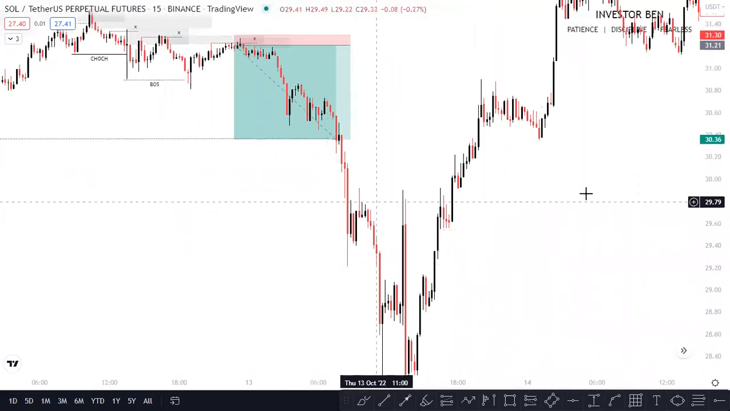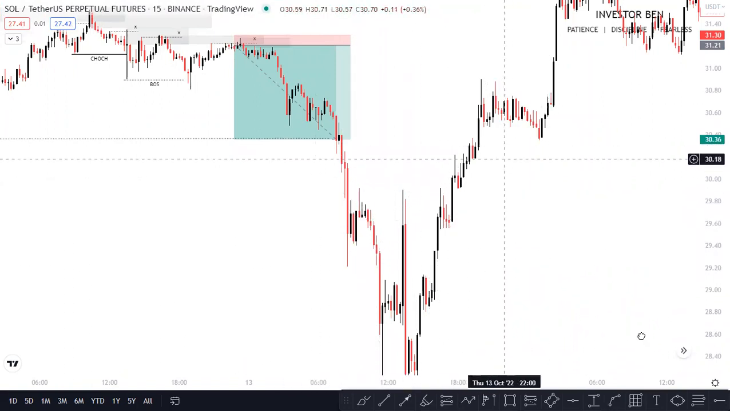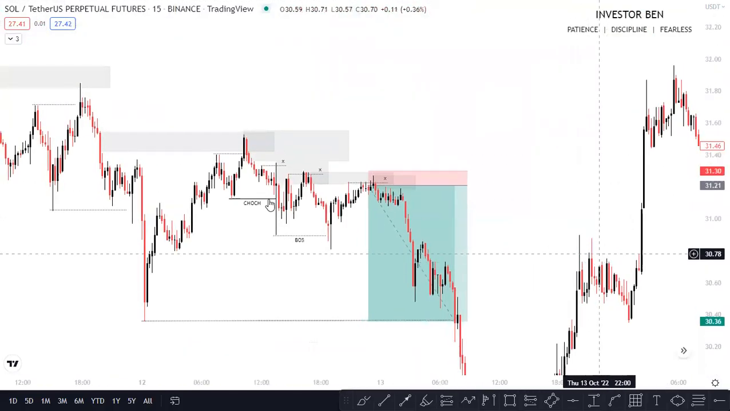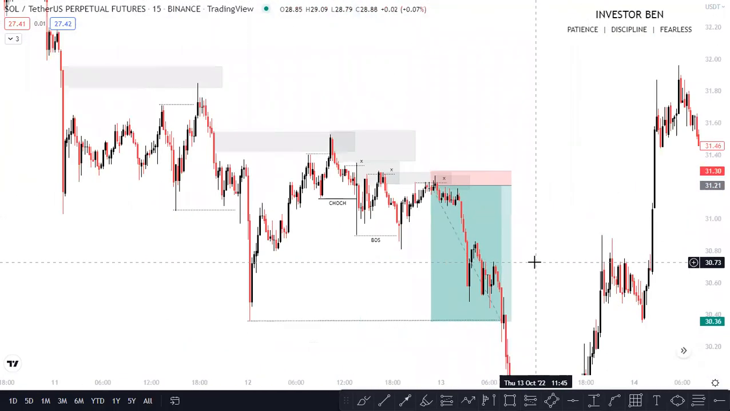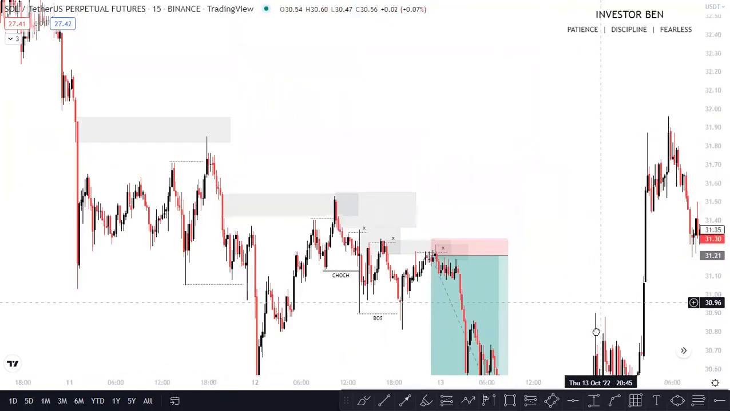I don't just want to use this one as an example because this one set liquidity, broke structure, and we moved. So let's look at the macro structure, because all these things are internal structures. I want to look out for the macro structure. What is actually happening outside of these markups?